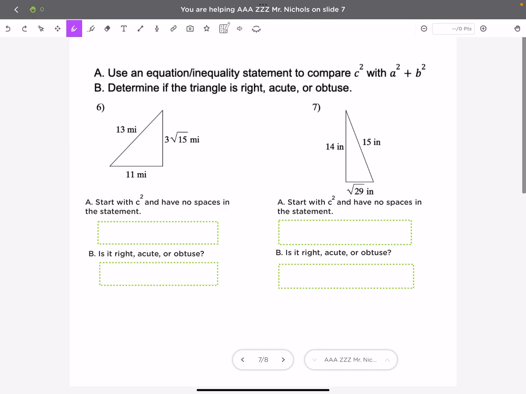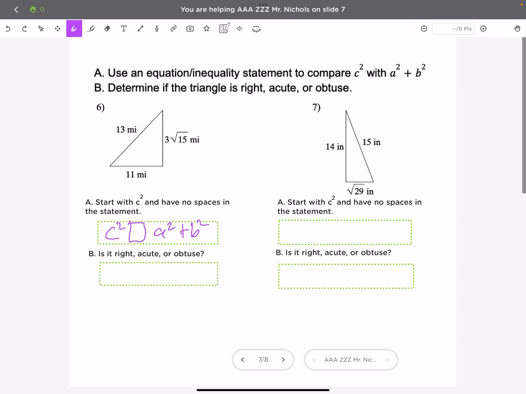All right, so for each of these, use an equation or inequality statement to compare c squared with a squared plus b squared. When you write it, always start with your c squared, and then you're going to put either less than, greater than, or equal to. We're not sure which, right? And then a squared plus b squared. Make sure you don't have any spaces when you write it.